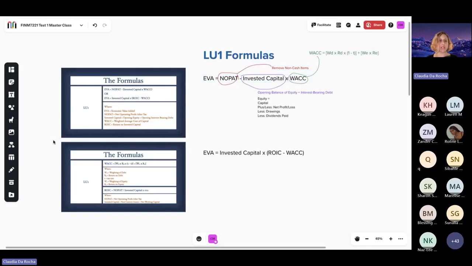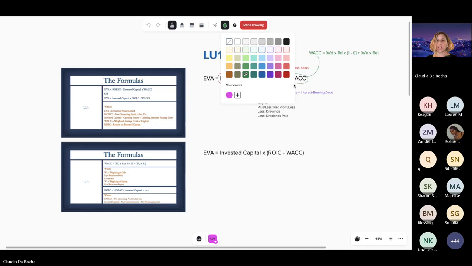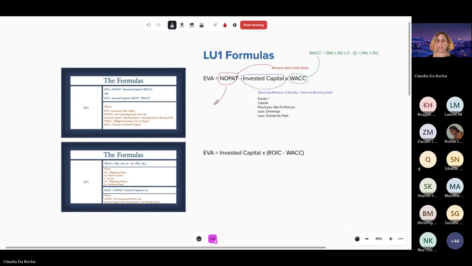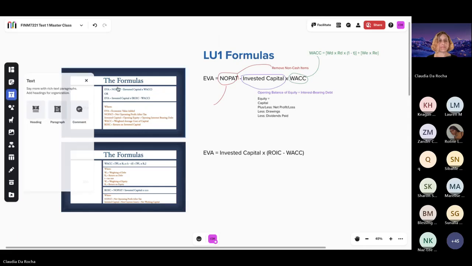Okay. All right. Then the other question was, explain NOPAT again. Sure, no problem. NOPAT is net operating profit after tax. I'll go back to that whiteboard and add it here as a little thing for us. So it's net operating profit after tax.